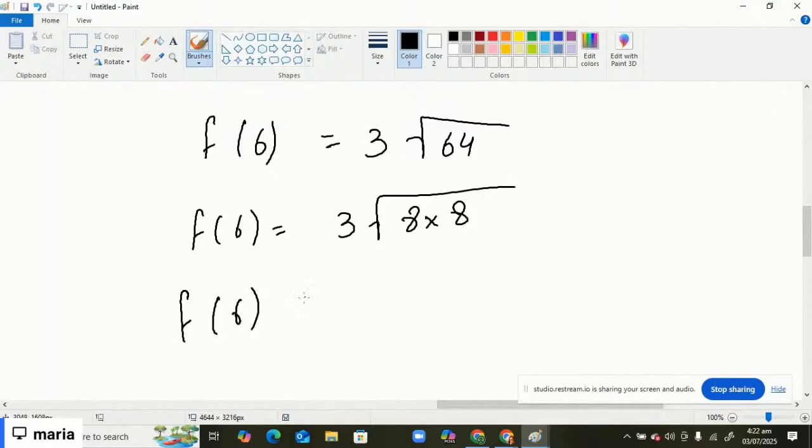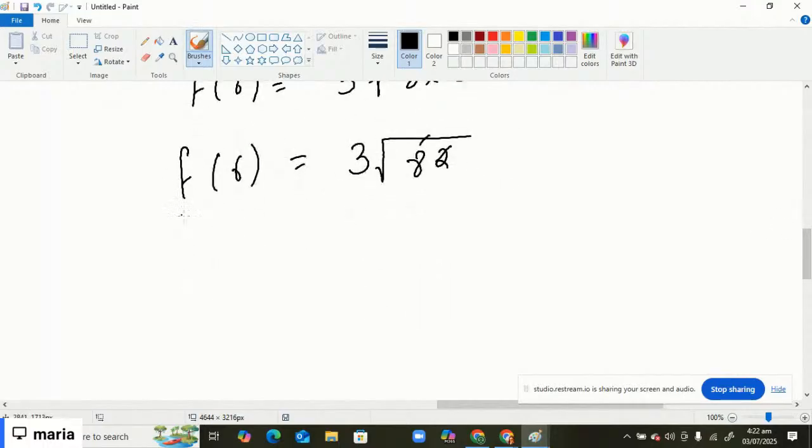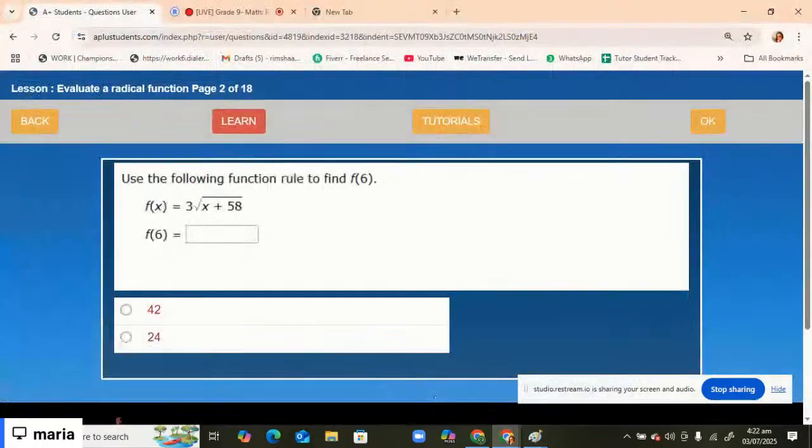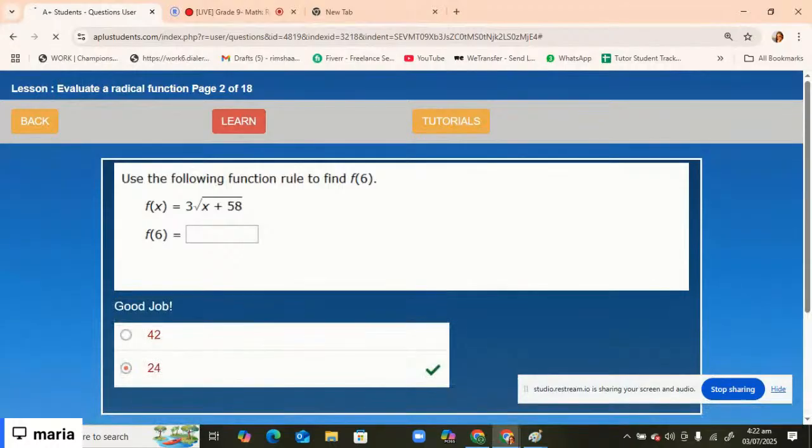So f of 6 is equal to 3 into the square root of 8 square. Both should be cancelled because square is cancelled with the square root. 3 into 8. Now 8 times 3 is 24. Let's see, is there any option for 24? Yes, it's here. So let's go with this one.